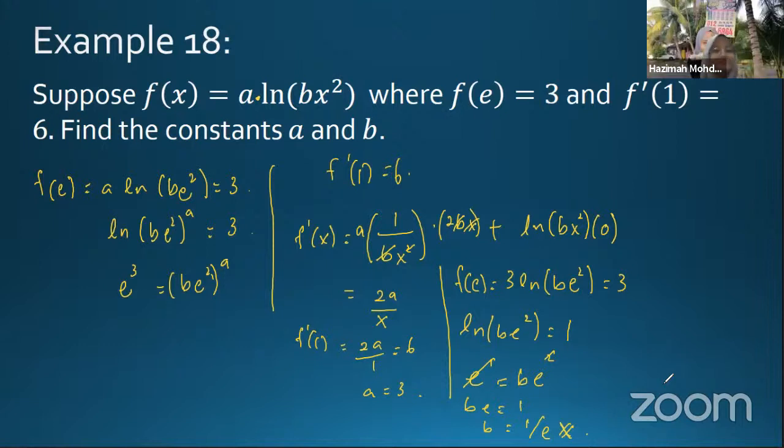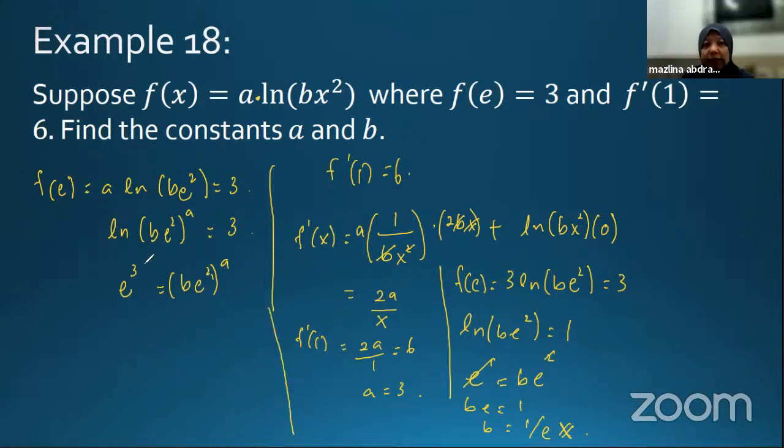Boleh. Alright. Kalau yang ni tadi, yang first ni, yang saya kata by comparison, 3 dengan A and then e is equals to B e square. Lagi cepat lah. Right. B e is equals to 1, B is equals to 1 over e. Yeah? Alright.